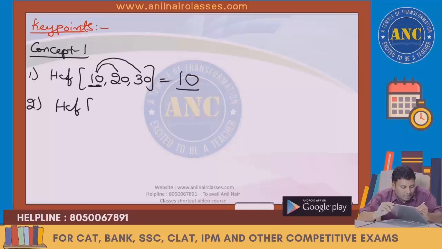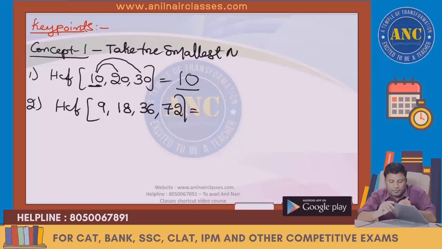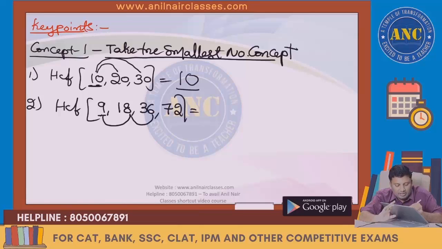A few more examples. HCF of 9, 18, 36, 72. Concept 1: take the smallest number. From basics to advanced level, I will go for it. Not a single doubt you will get in my class. 9 will divide 18, 36, 72. Answer is 9.